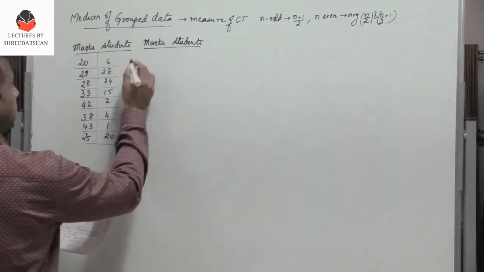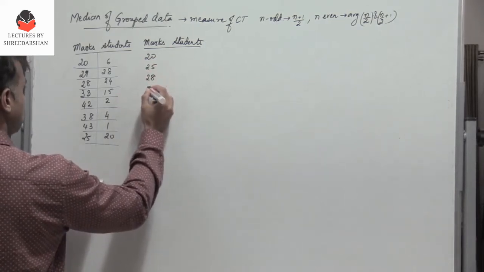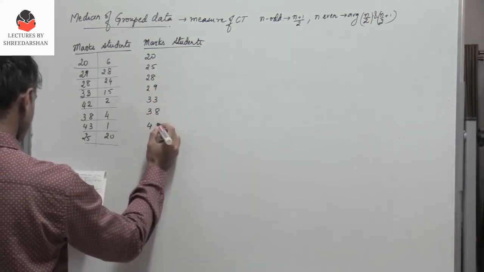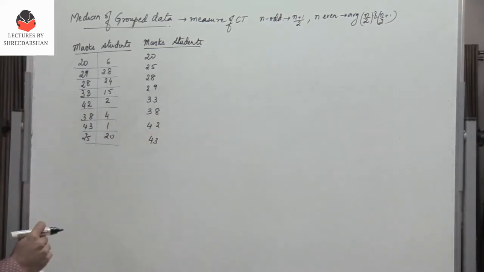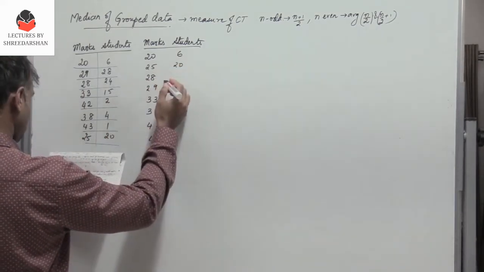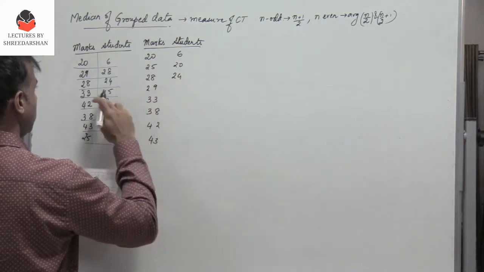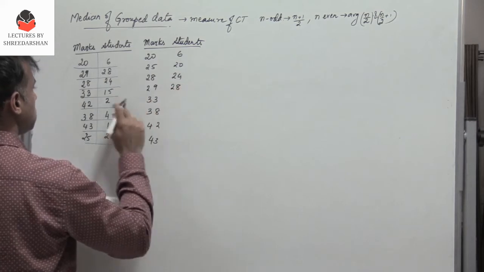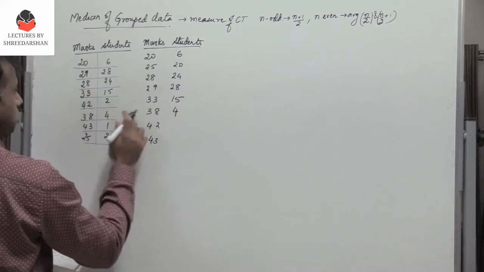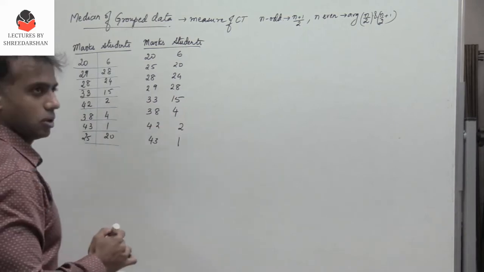So we start with 20, the next is 25, and then we have 28, 29, 33, 38, 42 and 43. And we find that 6 students have scored 20, 20 students have scored 25, and then 24 students have scored 28, and then 29 has been scored by 28 students, 15 students have scored 33, 4 have scored 38, 42 is 2, and 43 is 1. Right? So arrange the marks in the ascending order.